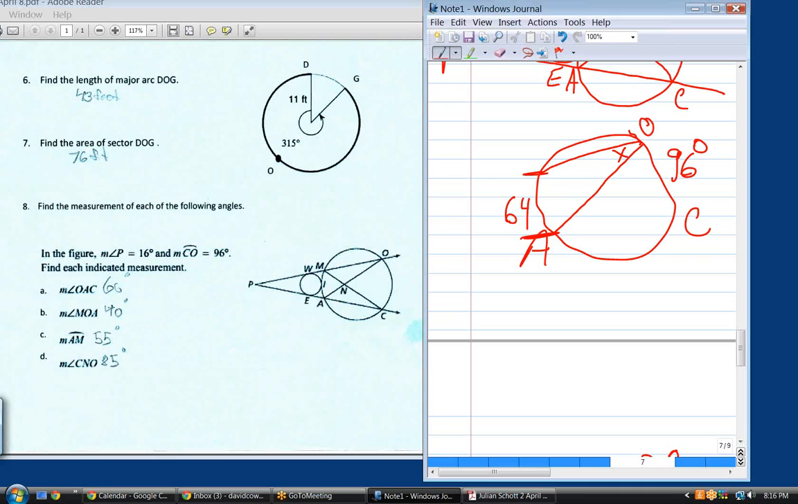The measurement of AM, they got these out of order. Shouldn't that have been B? Because we had to solve for that in order to find MOA. Well, we just solved for AM arc, 64. And finally, D is CNO.